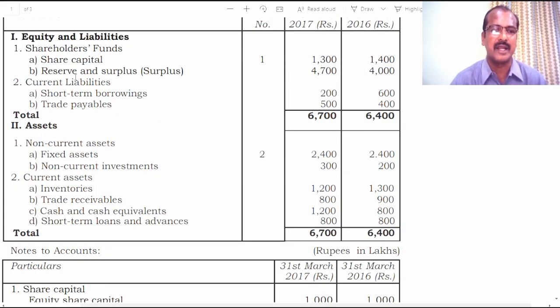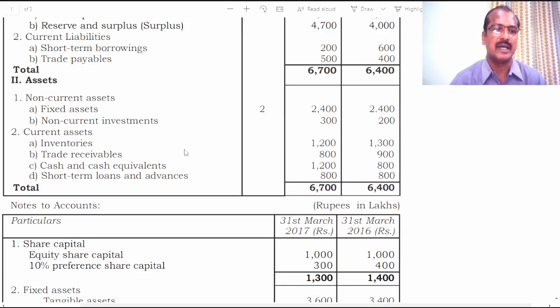Then next, another item under shareholders funds is reserves and surplus. This includes the profit and reserves as well. Opening is 4,000 lakhs and closing is 4,700 lakhs. Current liabilities are presented. Short-term borrowings, opening 600, closing 200. Trade payables 400 and 500.